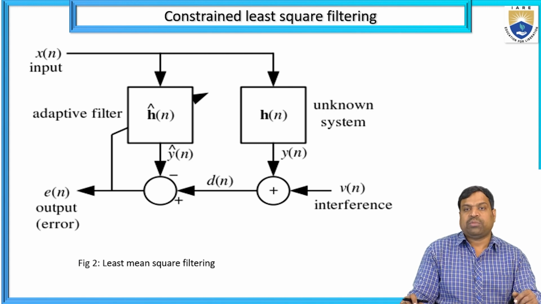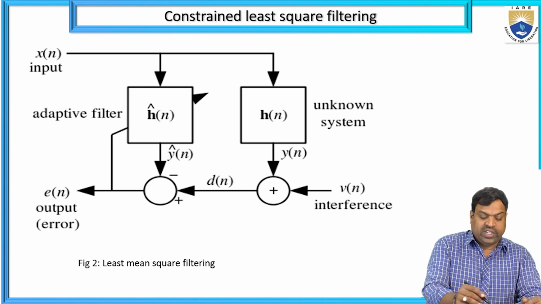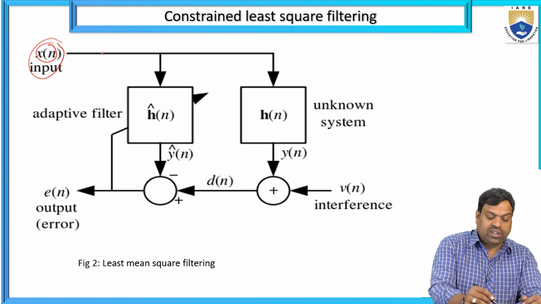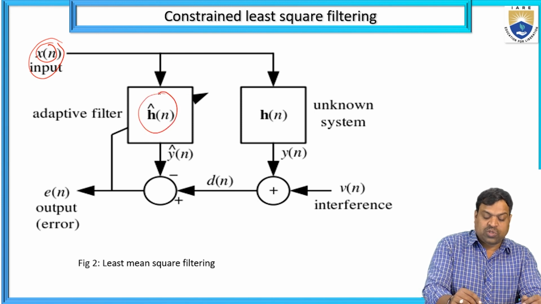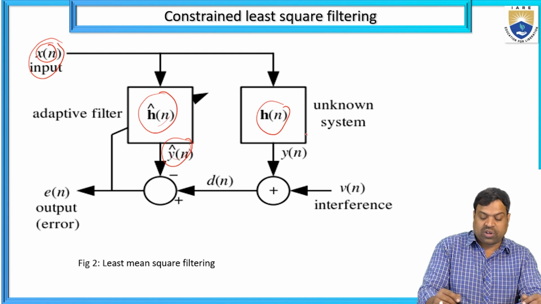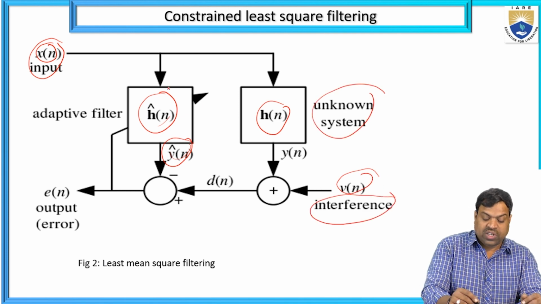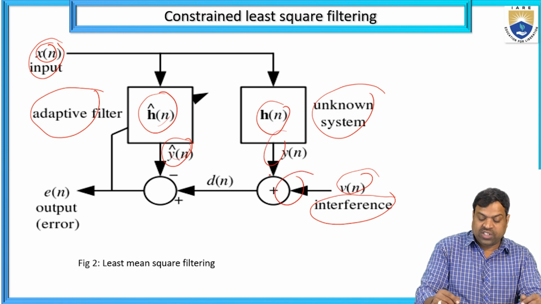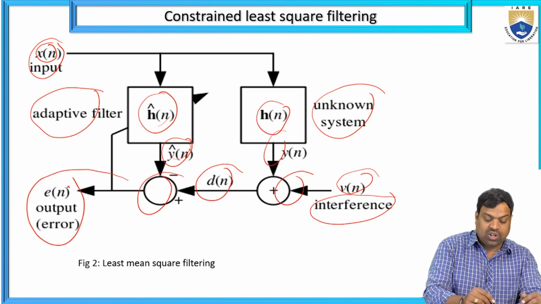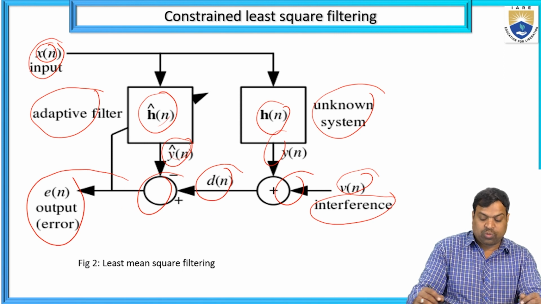It is the block diagram of the process of least mean square filtering, constrained least square filtering. Okay, so it is the input function x of n, and it is going to h bar of n, y bar of n, and it is going to h of n. Okay, h of n, h bar of n is the unknown system. It is the adaptive filter, which is going to y bar of n, y of n. Okay, so v of n is the interference. Finally it is going to d of n, and finally going to the output. So input x of n equals output e of n.